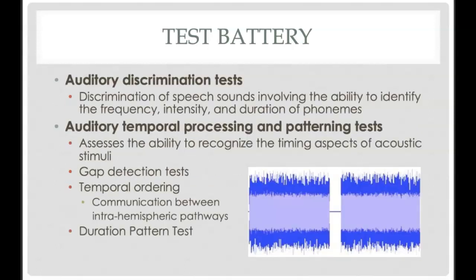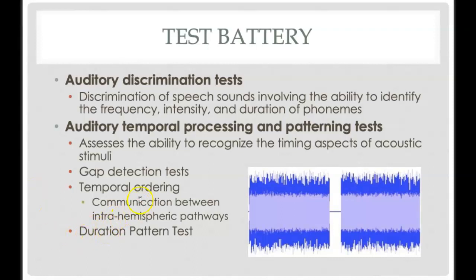So the auditory discrimination test, discrimination of speech sounds, involving the ability to identify the frequency, intensity, and duration. This test here, the gap detection test, is very common. That is a test of temporal resolution. So, you hear a noise, psh, psh, and you hear these gaps will vary in duration. Sometimes they're 2 milliseconds, sometimes they're 20 milliseconds. And we test their ability to resolve that break in the sound. Okay, that's called a gap detection test.